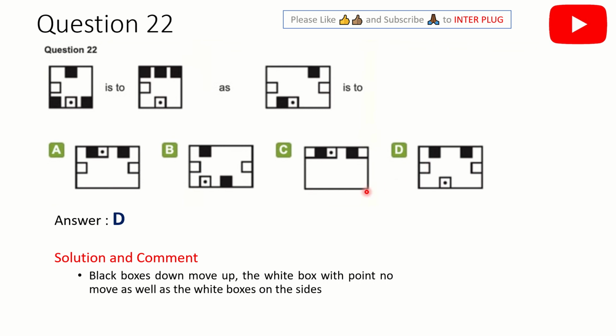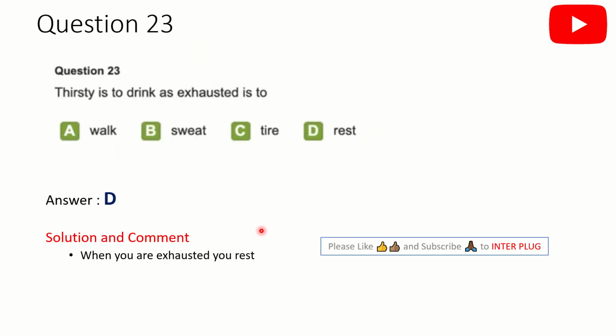You might get another answer, but for me, D sounds like the thing that's closest to the answer here. Okay. Question 23. Thirsty is to drink as exhausted is to... when you're thirsty, you drink water. If you're exhausted, you just get some rest, right? So the answer is D.